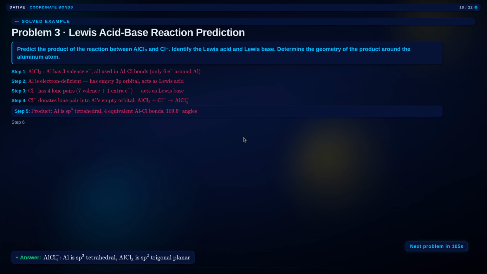Problem 3. AlCl3 plus Cl minus. Step 1. Al has 3 valence electrons, only 6 around Al. Step 2. Al is electron deficient with an empty 3p orbital. It is a Lewis acid. Step 3. Cl- has lone pairs. It is a Lewis base. Step 4. Cl- donates a lone pair into Al's empty orbital, forming AlCl4-. Step 5. The product has sp3 tetrahedral Al with 4 equivalent bonds. Answer. AlCl4-, Al sp3 tetrahedral.